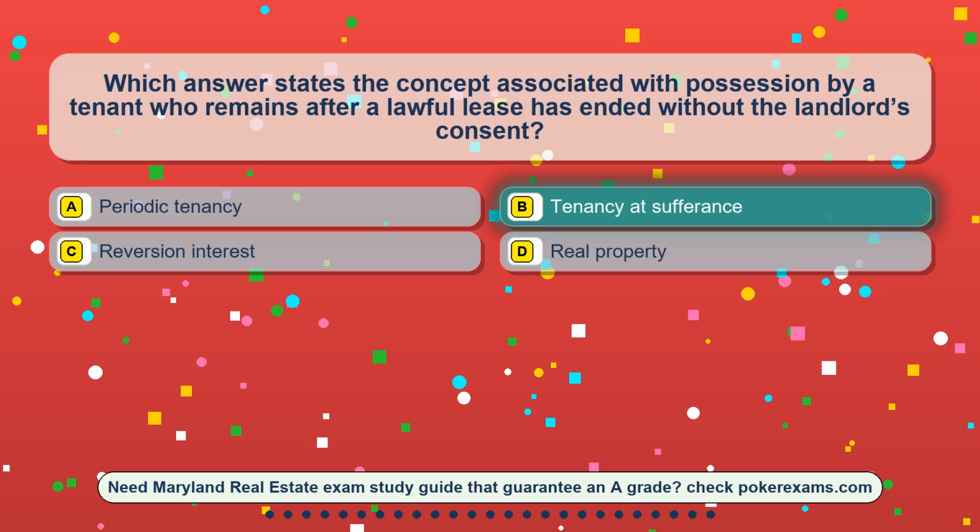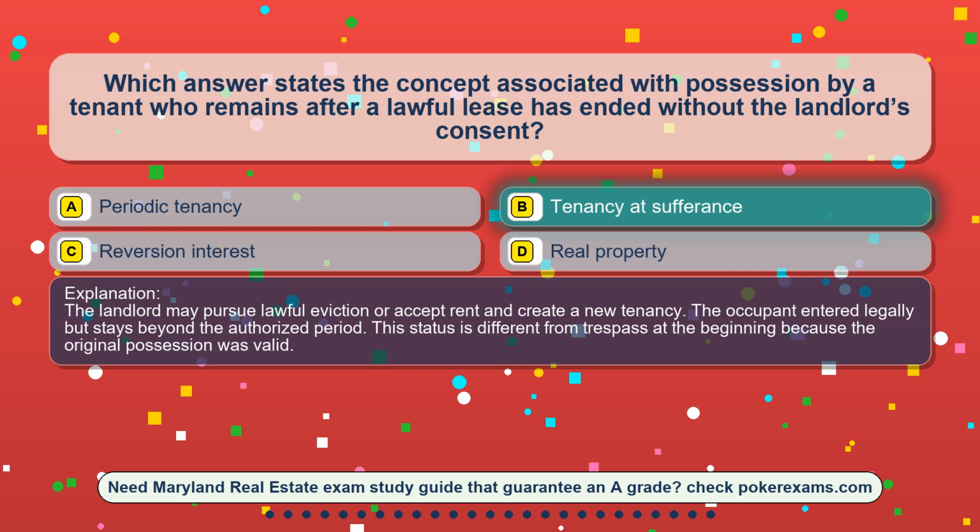The correct answer is option B, tenancy at sufferance. The landlord may pursue lawful eviction or accept rent and create a new tenancy. The occupant entered legally but stays beyond the authorized period. This status is different from trespass at the beginning because the original possession was valid.